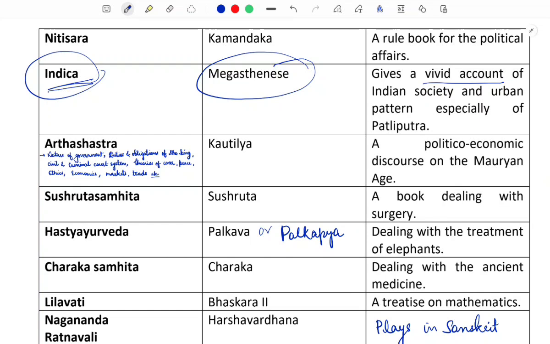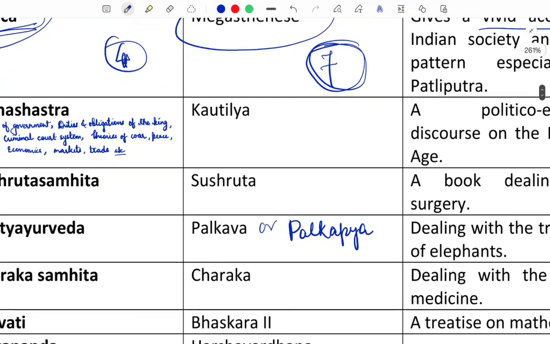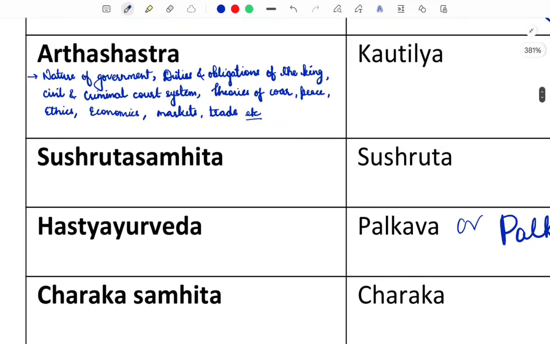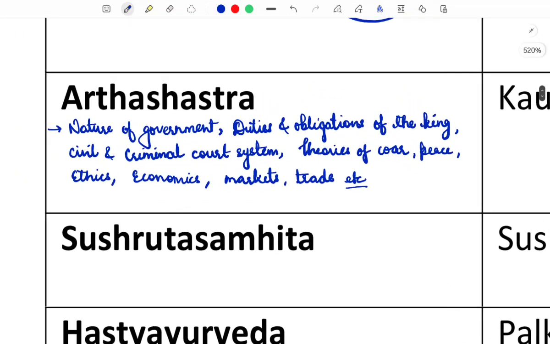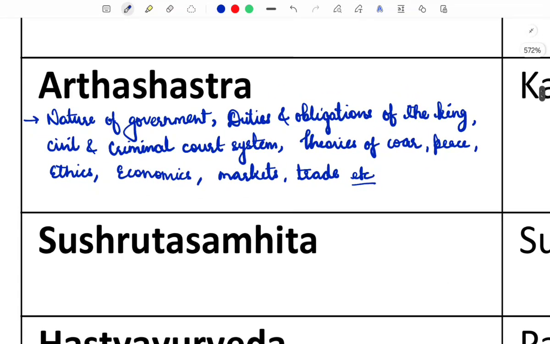Because Megasthenes actually came to Patliputra, he divided Indian society into 7 categories, instead of 4, although the fourfold Varna system was functioning at that time. He categorized Indian society based on profession. According to him, each profession represented one particular class. This is the most important thing you need to know. And next is Kautilya's Arthashastra. This is also an important work, and sometimes they ask about the subject matter of Arthashastra.